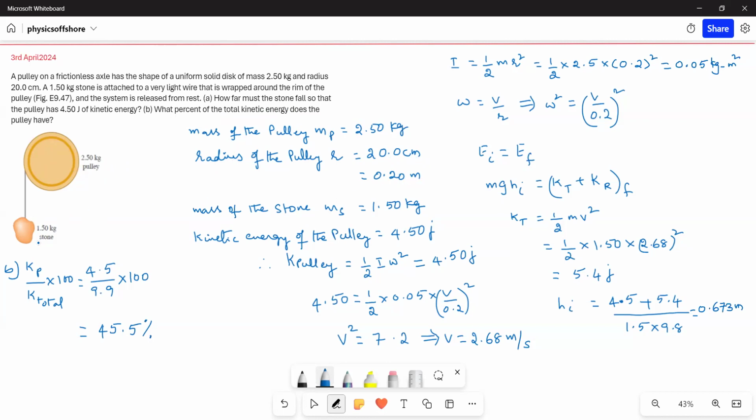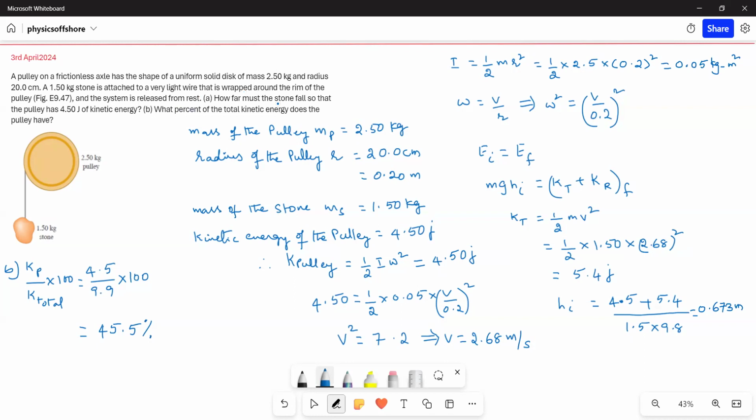The next mass, the stone, is 1.5 kilograms, which is hanging from the pulley. Now, this is the system, and the mass is released from rest. A 1.5 kg stone is attached to a very light wire that is wrapped around the rim of the pulley, and the system is released from rest. That means we need not consider the mass of the string, and we have to consider only the mass of the stone, and for other purposes we have to consider the mass of the pulley.